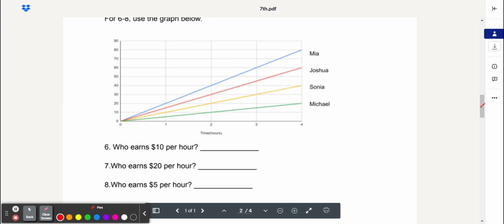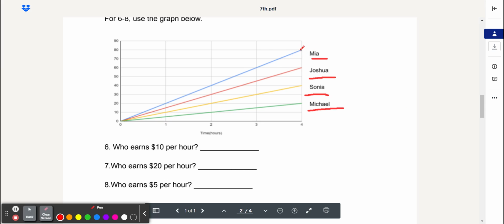Then we can try 6 to 8. So for 6 to 8, use the graph below. First, who earns $10 per hour? Then all the other questions are similar with different slopes, different numbers, $20, $5. In order to figure this out, we have our names on the graph. So Mia, Joseph, Sonia, and Michael. And we want to find the slopes of their lines.